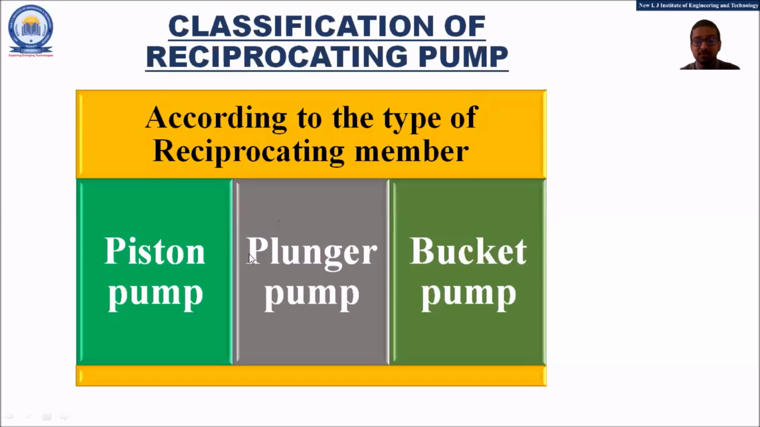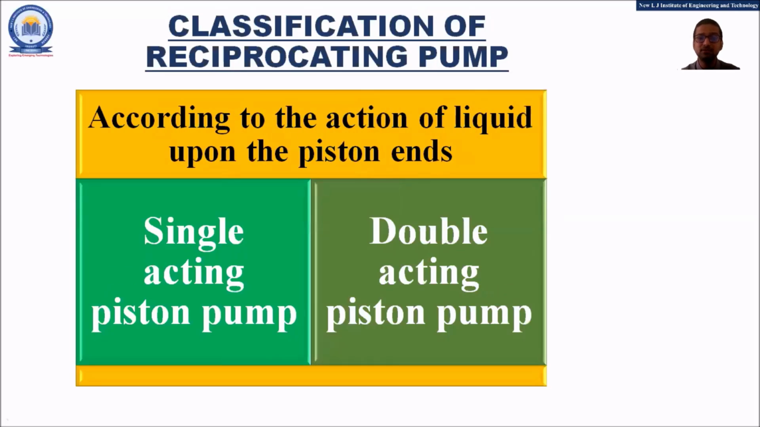Basically, the plunger is also a modified form of the piston. And in the bucket pump also we are using the piston, but on the piston we are using a bucket valve. So now the piston is named as the bucket, and hence it is known as the bucket pump. Very easy to understand. Let us proceed further with the next classification.